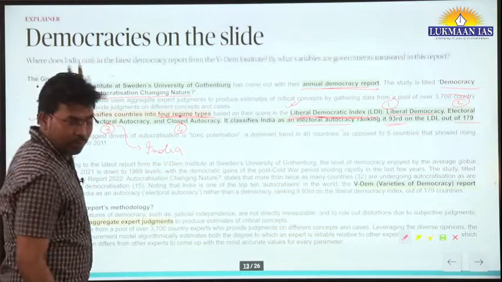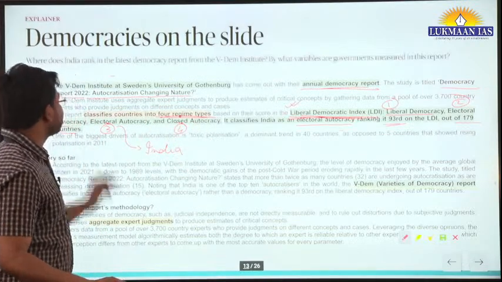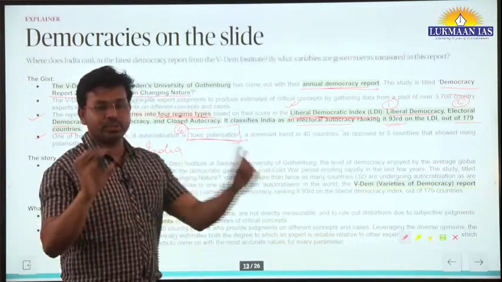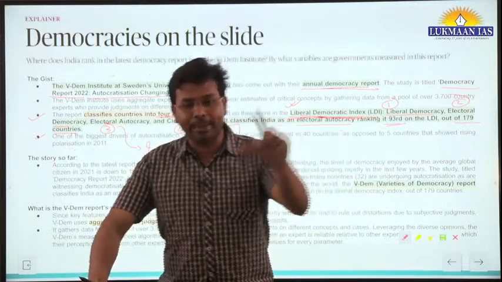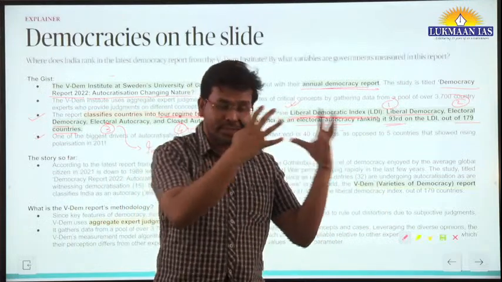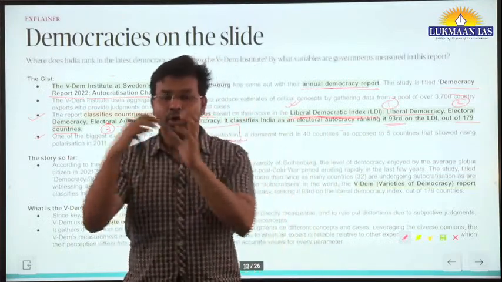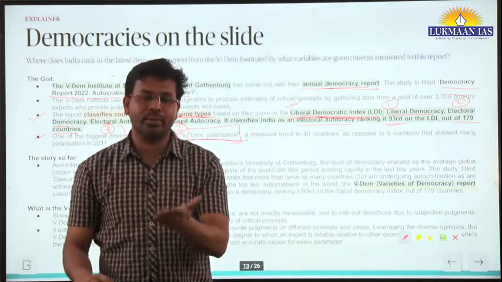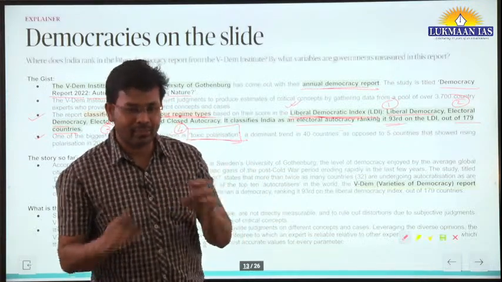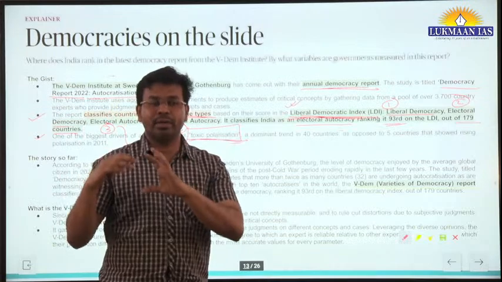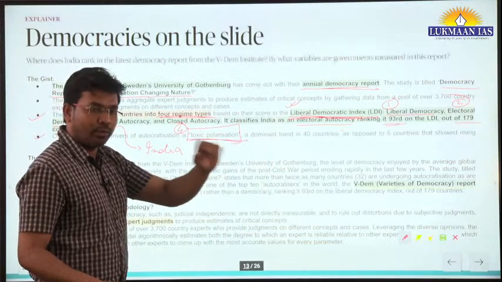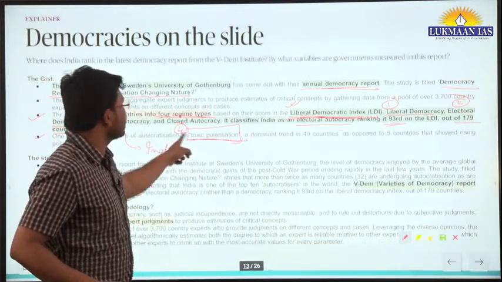According to this report, one of the biggest drivers of autocratization is toxic polarization. When we polarize the society into different groups, majority and minority, on the basis of religion, caste, or class, like middle class, upper class, lower class, when the political power polarizes the country into different groups and subgroups for their own benefit, that is known as toxic polarization.